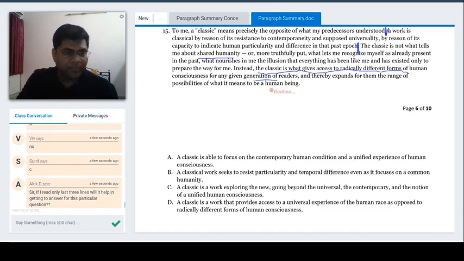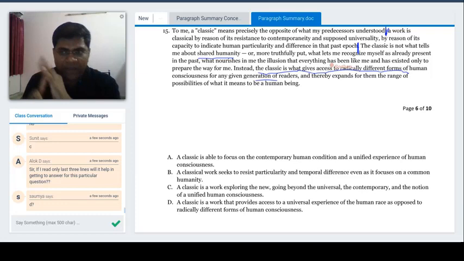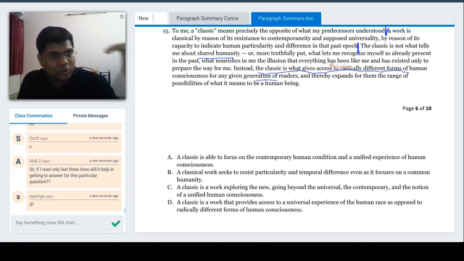Yes, you have to read and check what exactly I understood. The author says that classic is not about shared humanity. It is about radically different forms of human consciousness. That is clear to me, that it is not about shared humanity. It is about radically different forms of human consciousness. So to the author, a classic is something that brings to him different forms of consciousness.